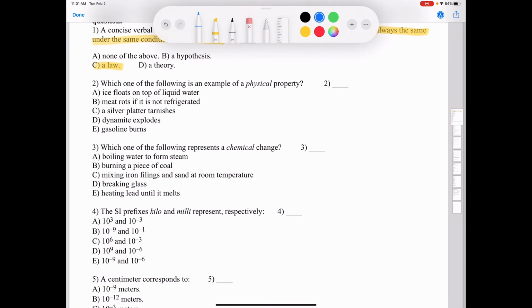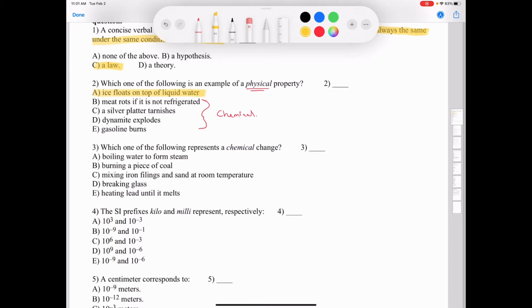Let's take a look at number 2. It says, which one of the following is an example of a physical property? So we're looking for a physical property. Ice floats on top of water. Meat rots if it is not refrigerated. A silver platter tarnishes. Dynamite explodes. Gasoline burns. Well, you probably noticed that there's something in common in B, C, D, and E, and all of these are chemical, right? These are all representations of chemical changes or chemical properties. And so the one that represents a physical property is ice floating on top of water.